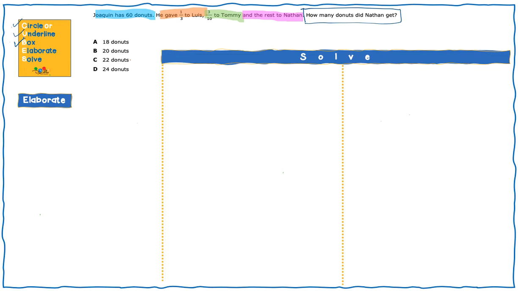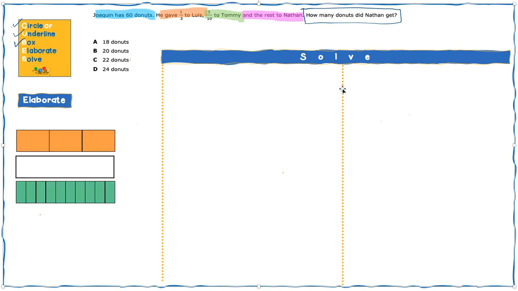And in this case, guys, look, because they mentioned that they have a whole, which is the 60 donuts, and then they are sharing fractions of that whole. I'm gonna draw a fraction bar to represent the situation. So let me bring the picture that I just created, guys. Okay, guys, so this is the picture that I'm gonna be using.